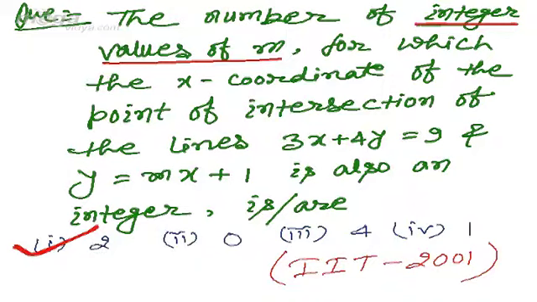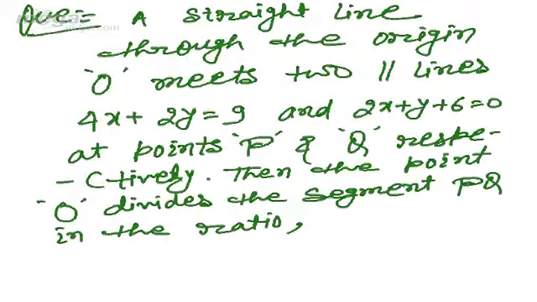Now student, I am taking another question, again from IIT. The question is: a straight line through the origin O meets two parallel lines 4x plus 2y equal to 9 and 2x plus y plus 6 equal to 0 at points P and Q respectively. Then the point O divides the segment PQ in the ratio?